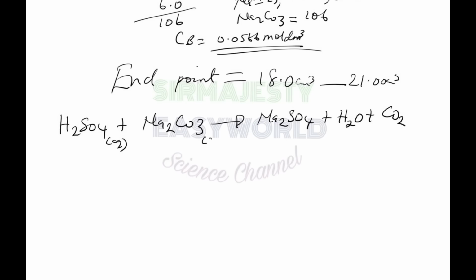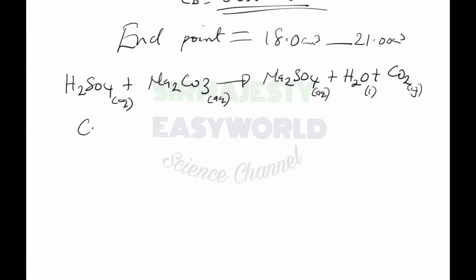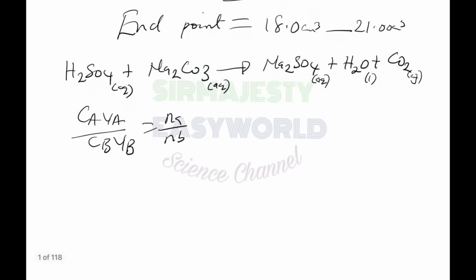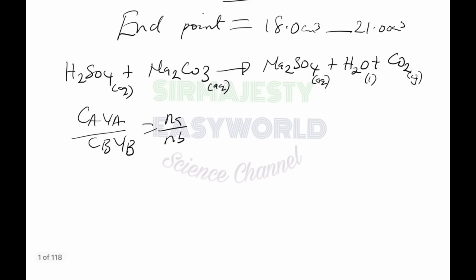You'll be given the equation of the reaction. Sometimes you might not be given the equation of the reaction. It's possible. Whenever you are not given the equation, it means that you'll be told to calculate the mole ratio, meaning from the formula CAVA over CBVB equals NA over NB. This time around, if they don't give you the equation, you are now going to be finding this mole ratio.